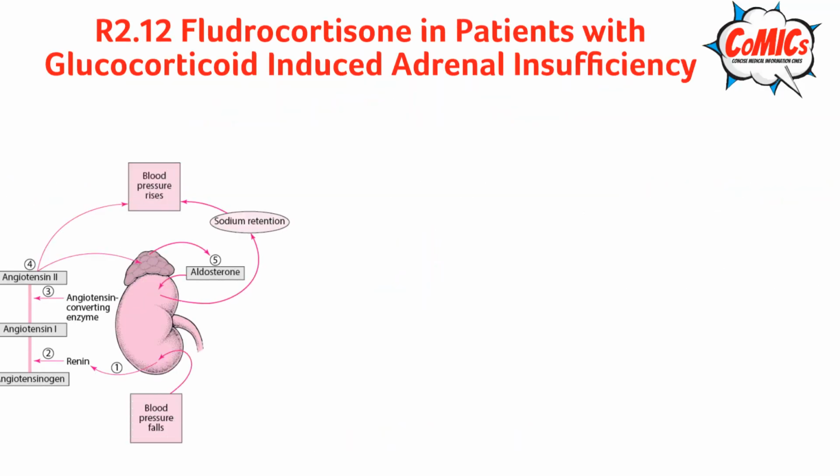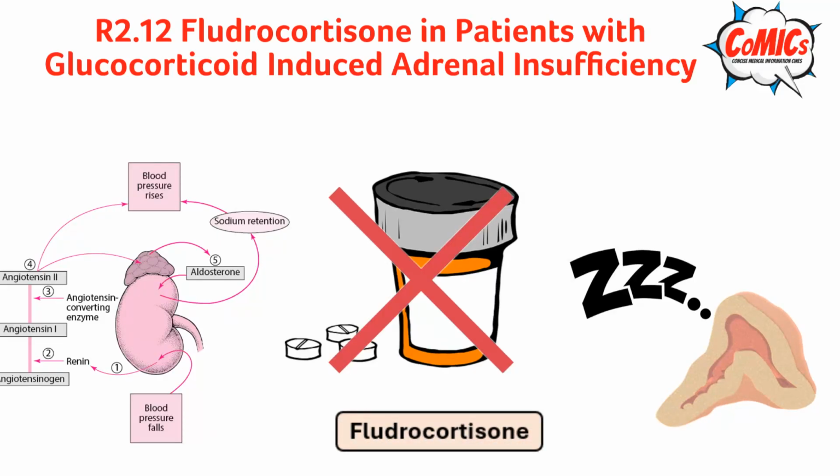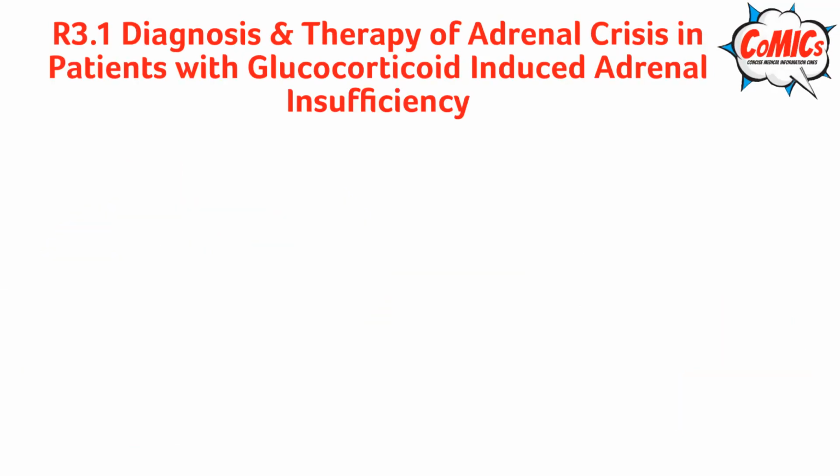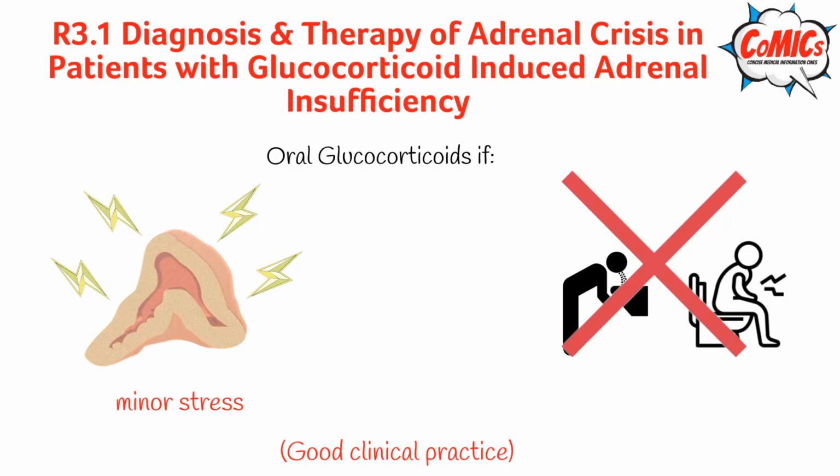The renin-angiotensin-aldosterone system maintains mineralocorticoid function. Therefore, fludrocortisone is not recommended for patients with glucocorticoid-induced adrenal insufficiency. For patients with recent glucocorticoid use who haven't had biochemical testing, provide stress dose coverage with oral glucocorticoids for minor stress. This is only if there is no hemodynamic instability, severe vomiting or diarrhea.